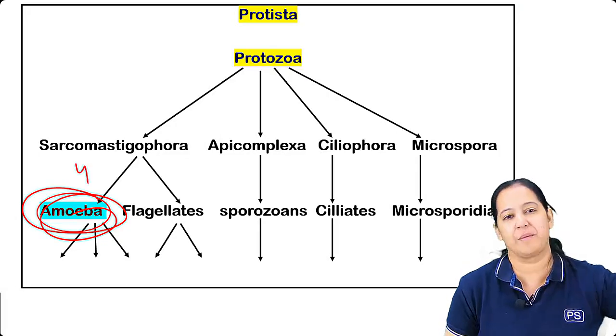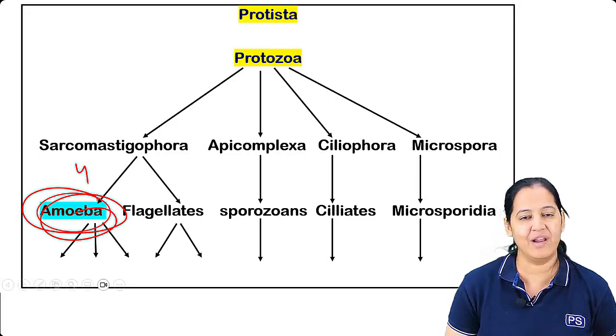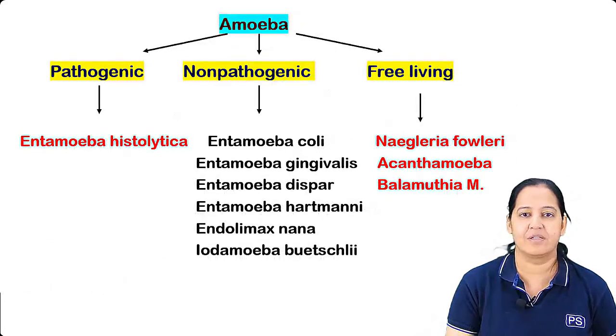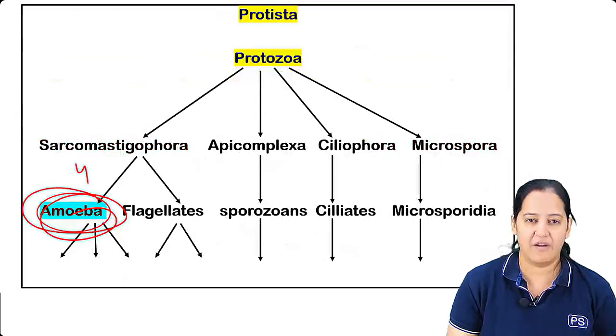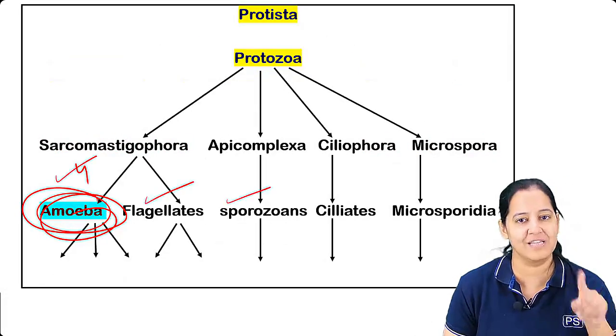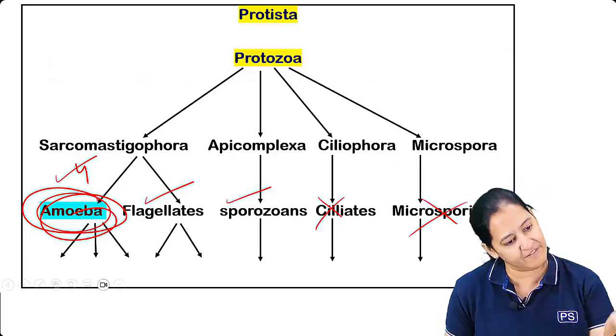I'm going to teach you 4 amoebas, one by one. Five to 10 minutes on each of them. Let's start. So this is the classification of the amoebas. First I will teach you amoebas, then flagellates, then sporozoan. These two I'm not going to teach you. Then I will shift to metazoa.